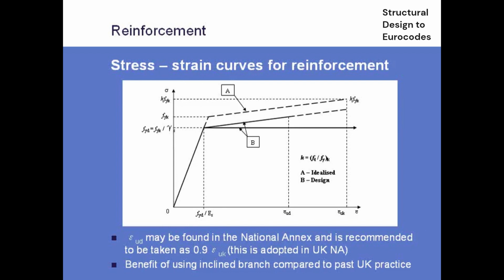I think there's a numerical example coming up. But for ductility class B reinforcement, if you've got relatively low reinforced sections, it will give you 7% more bending resistance than the horizontal line. So it's just 7% for nothing.